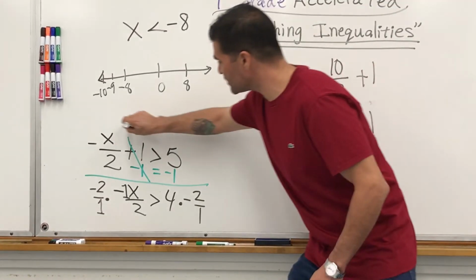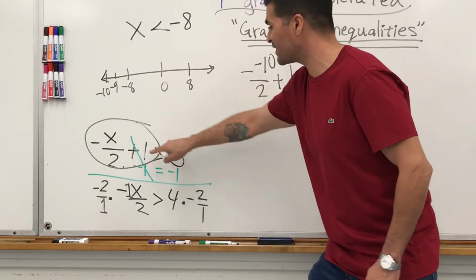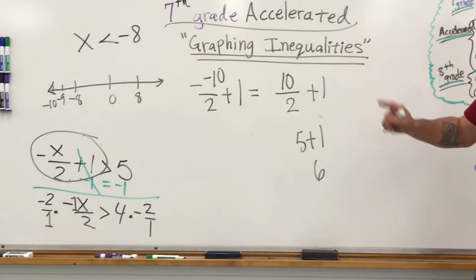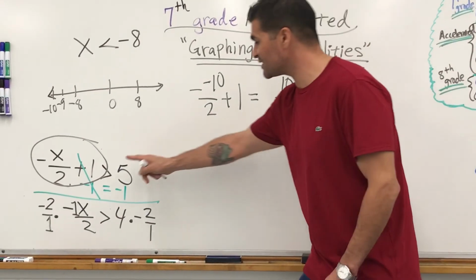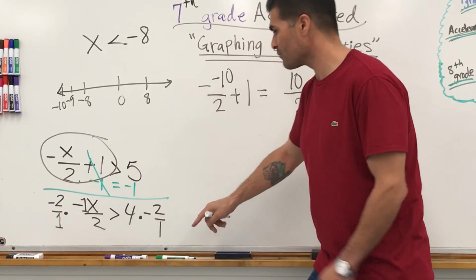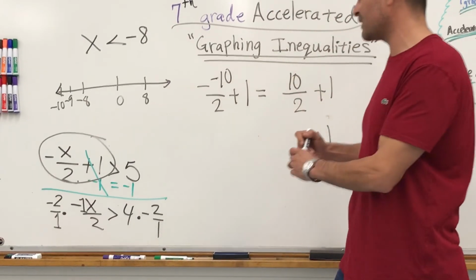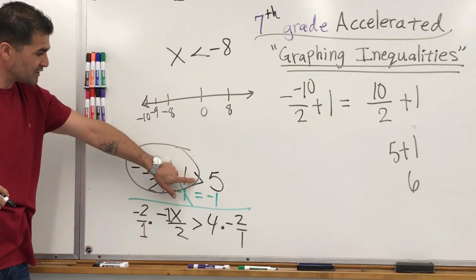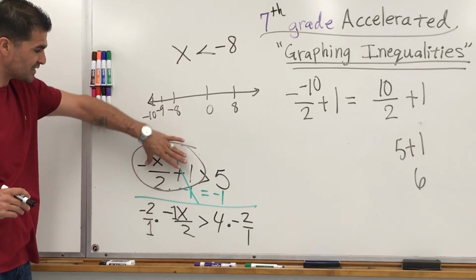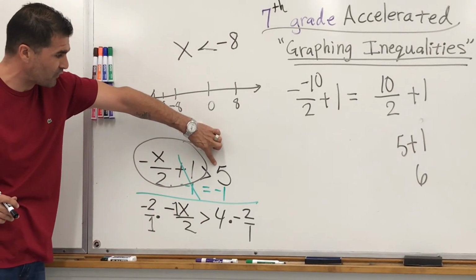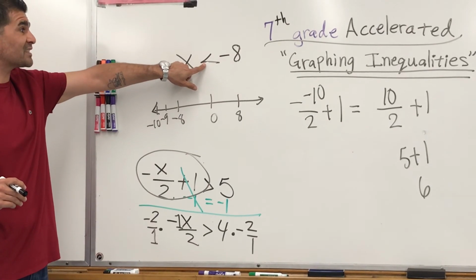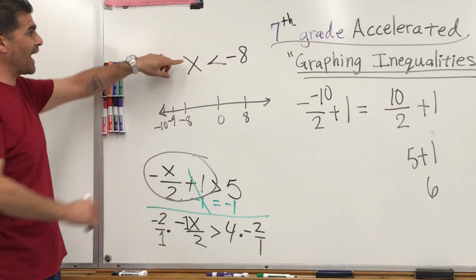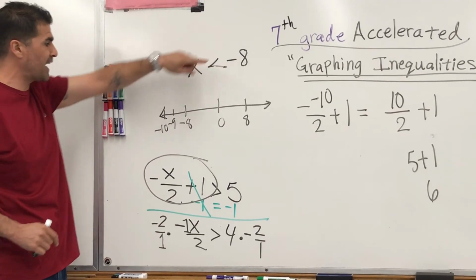See, this initial inequality said that this was greater than 5. Isn't 6 greater than 5? So that's how we know that this inequality here ends up turning the other direction. This inequality said that this left side had to be greater than 5. And the only way that that's going to happen is if this inequality turned the other direction, and now x has to be smaller than -8.